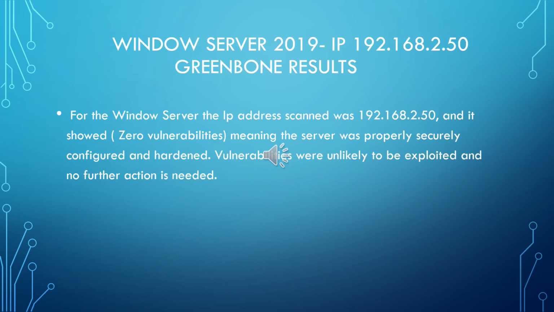Next, I'll discuss the Greenbone results. For the Windows Server, the IP address that was scanned was 192.168.2.50, and the result shows no vulnerabilities, meaning that the server was properly secured, configured, and hardened. Vulnerabilities were unlikely to be exploited, and no further action was needed at that time.